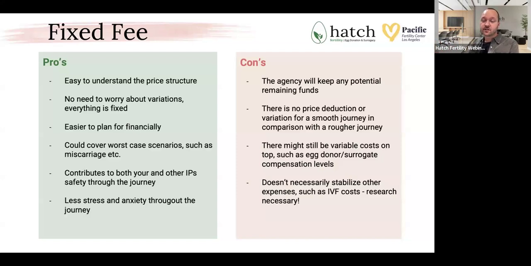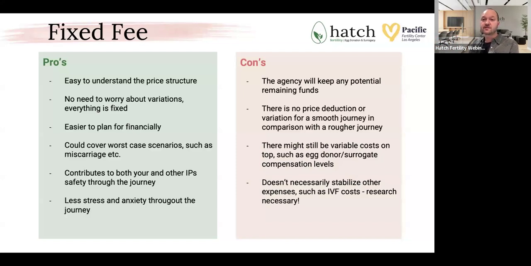No price deductions. If you look at the con side, you're not going to get a discount just because your journey was smooth. I guess you can see that as a con then. Might still be variable cost, like Greg said: donor compensation, surrogate compensation, where she lives. Doesn't mean that everything is fixed, but usually most things are.